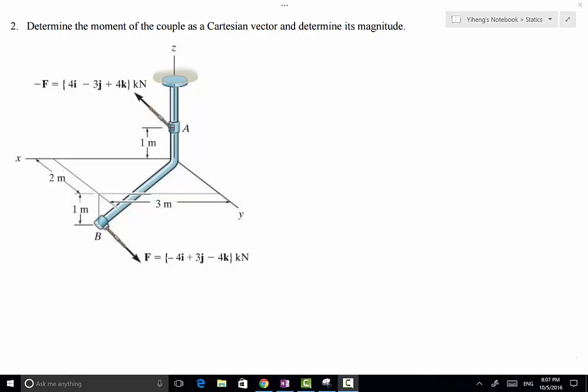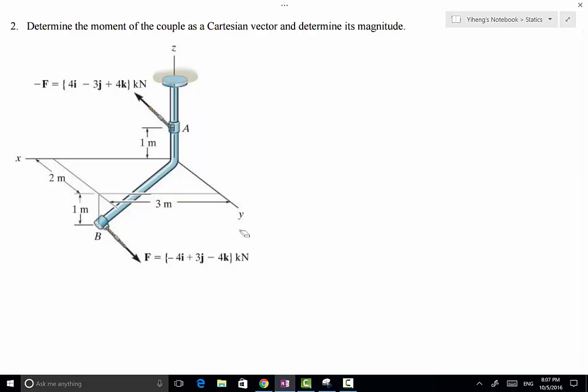In this problem, we have two forces forming a couple. You know that because they have the same magnitudes for all the components, and for all the components, they have exactly opposite signs. Therefore, these two forces are of the same magnitude but opposite direction, and they are also separated by a distance. Therefore, they form a couple, which is a pure moment, because the two forces actually cancel each other out.